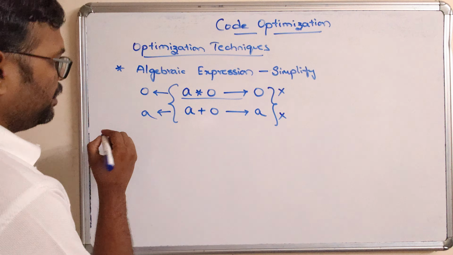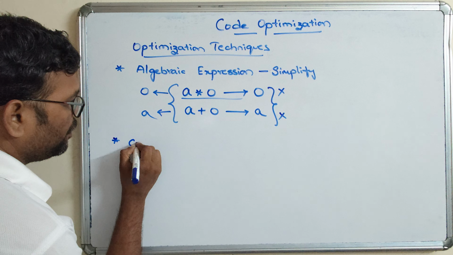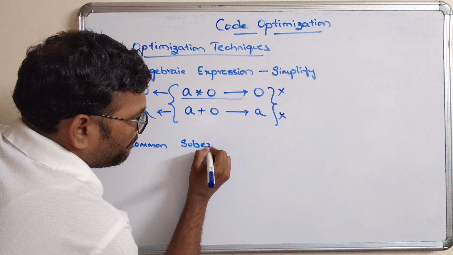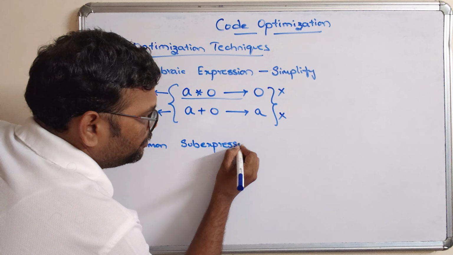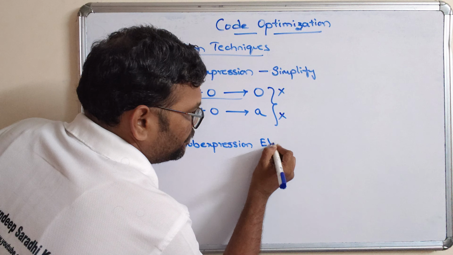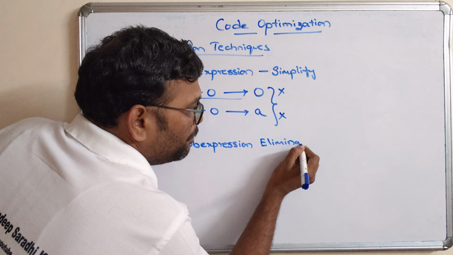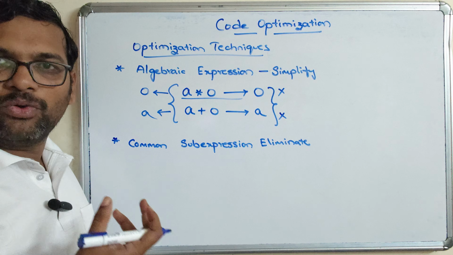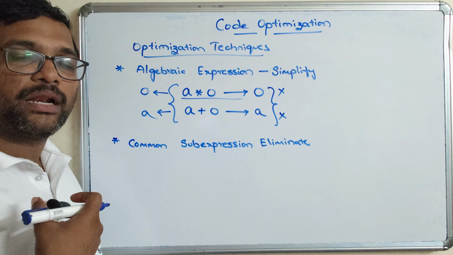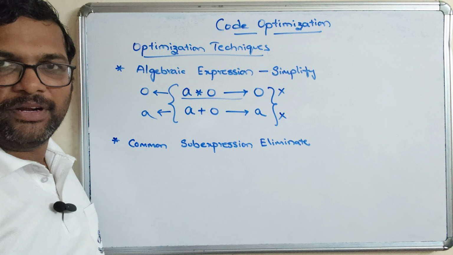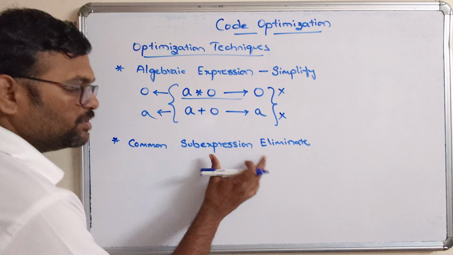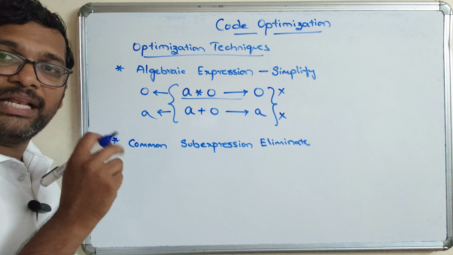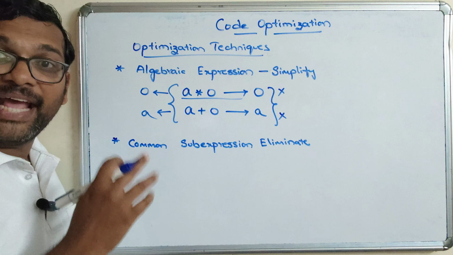Next, common subexpression elimination. We need to eliminate the common subexpressions. So we need to add reusability. We need not compute the same thing multiple times, so we can remove such subexpressions. We learned the same thing in the directed acyclic graph, DAG.